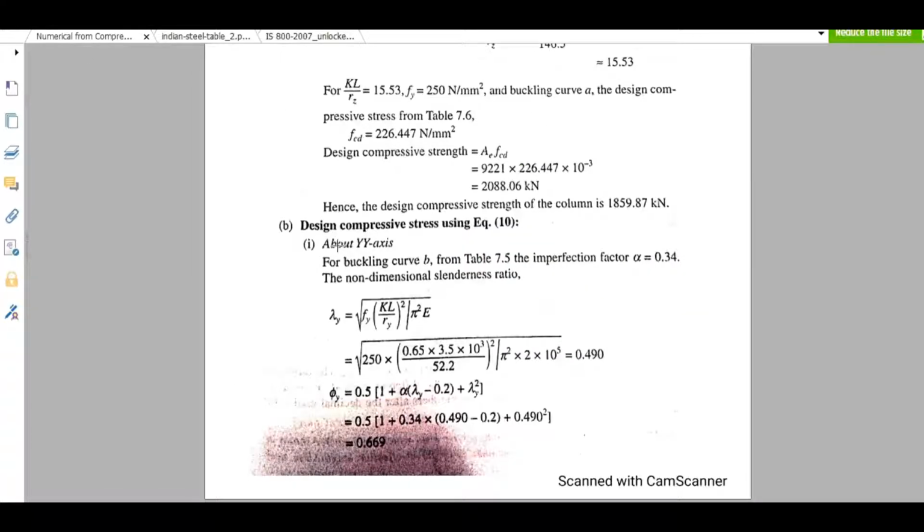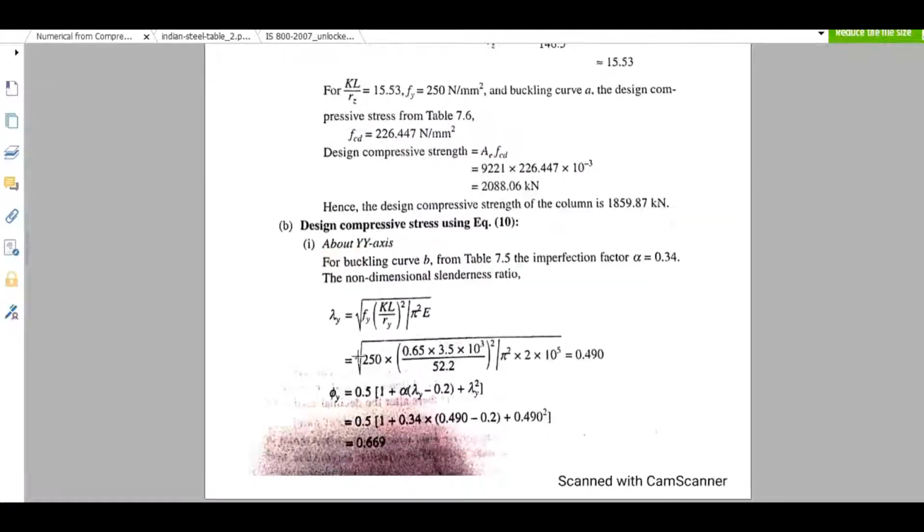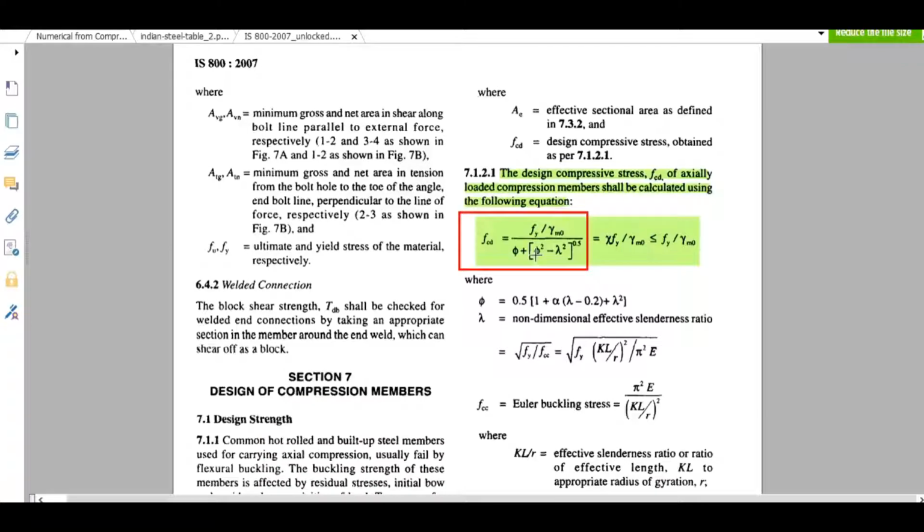So let us look at this numerical. First is about y axis. About y axis, the buckling curve will be B, that is from this line. Now in this equation we have to find alpha y and lambda y. So what is phi? That is 0.5 within third bracket, 1 plus alpha into this. Alpha is the imperfection factor.